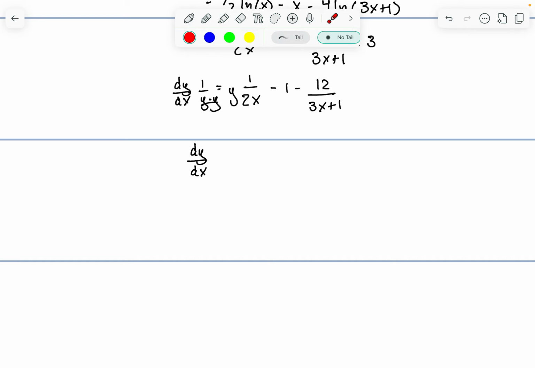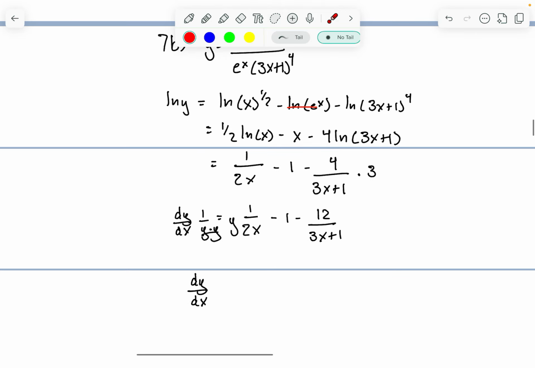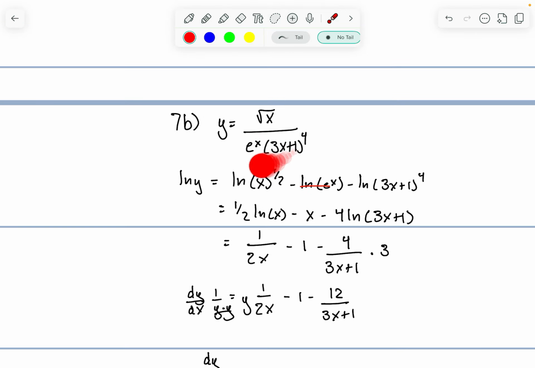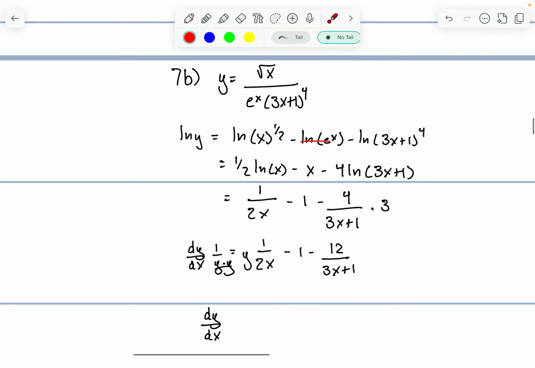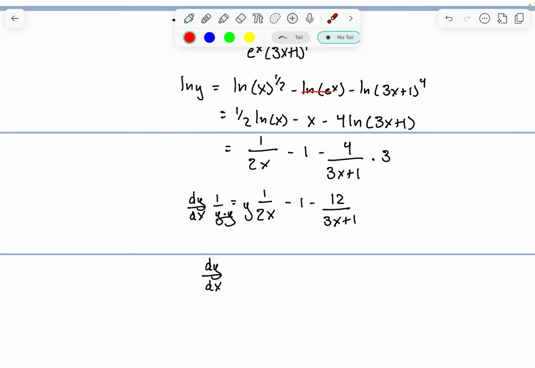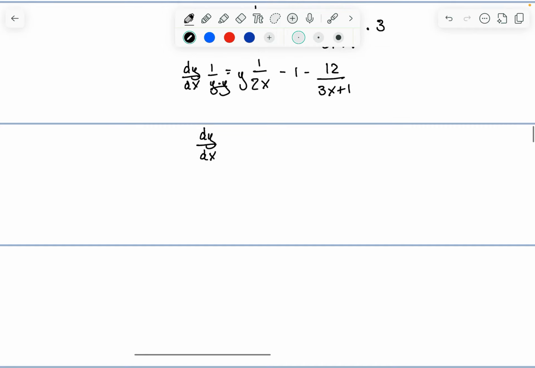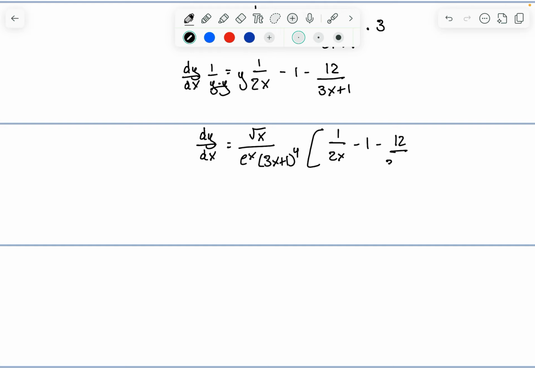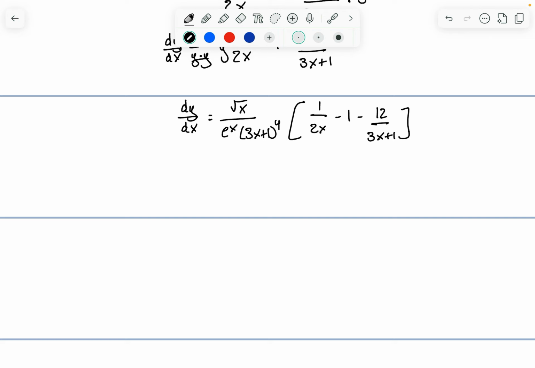The y, we know that y equals this equation. So we're going to plug this equation back into here, where the y is. So the equation is going to look something like this. And then we're going to put brackets, 1 over 2x minus 1 minus 12 over 3x plus 1. And then it would be done.